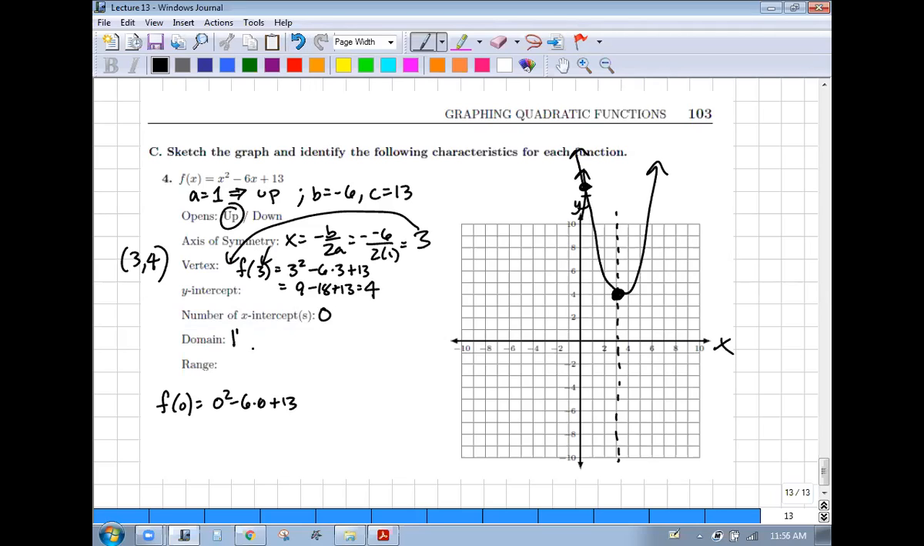Domain, all real numbers. This thing goes forever right and left. The range, the smallest value it has is 4, and it goes all the way up to infinity.